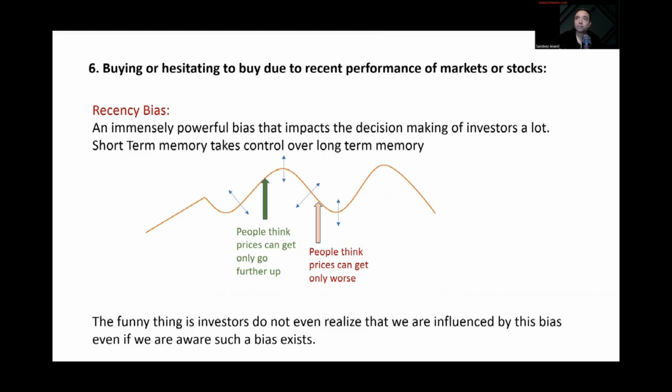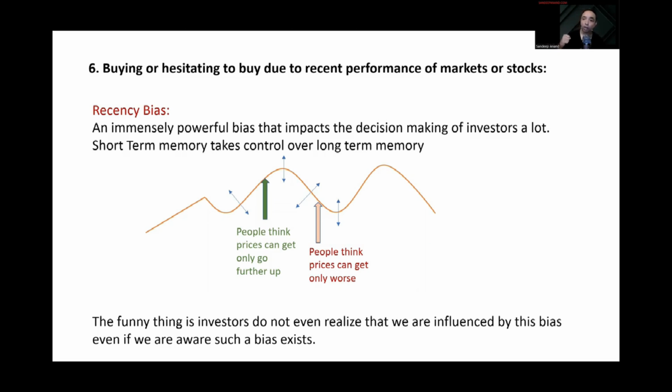The whole concept is that decision making is influenced by recent events or recent happenings around you. In markets, the recent stock price movements, the recent news or the recent past events could influence your decisions in the investing world. So it's a very powerful bias. Short term memory takes control over long term memory. Human beings are generally short term oriented in mind and thought in every aspect, but in memory, the short term memory takes control over the long term memory.